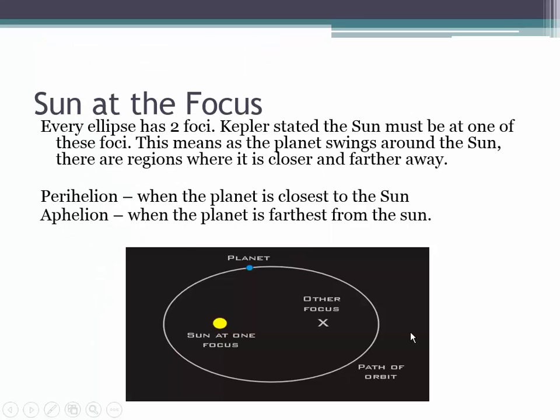Because this is an ellipse, however circular it may appear, the sun is at one focus here. And because the sun is at one focus, as the planet moves around, there are times when it is farther away from the sun, and times when it's closer to the sun. We call these regions perihelion when it's close to the sun, and aphelion when it's far away.